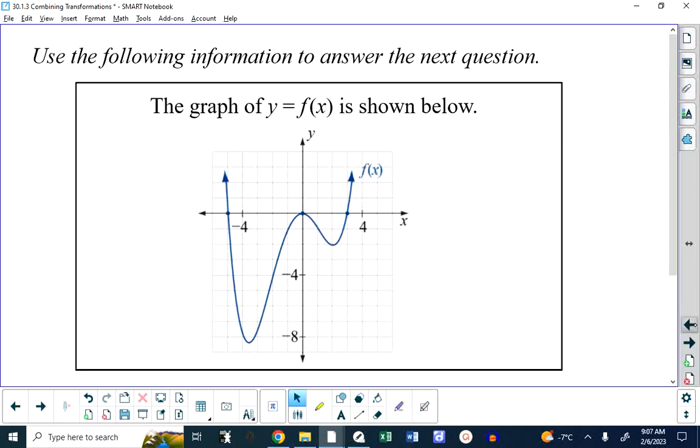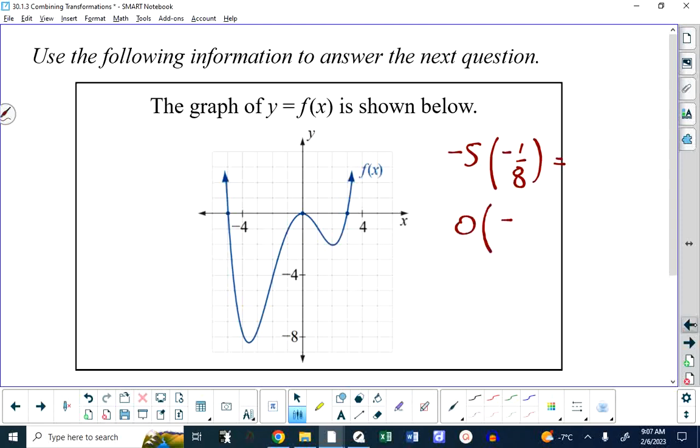And this is more of an algebraic approach, but if I take -5 times -1 over 8, that's going to give me a new x-intercept. If I take 0 and multiply by -1 over 8, that's going to give me a new x-intercept. Well, it'll be the same. If I take 3 and I multiply by -1 over 8, that's going to give me the new x-intercept. So what do I get here? I get positive 5 over 8, I get 0, and I get -3 over 8.